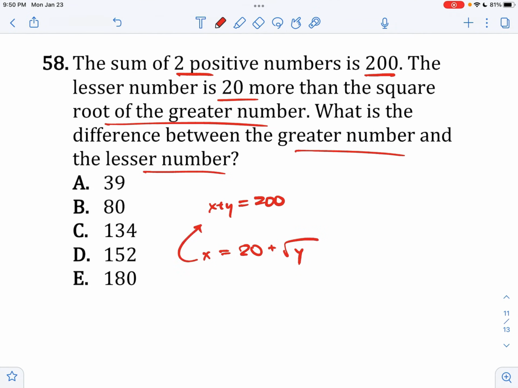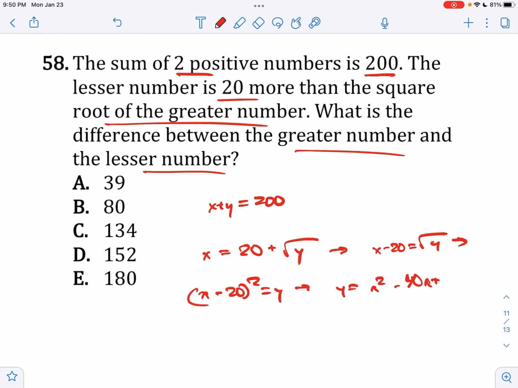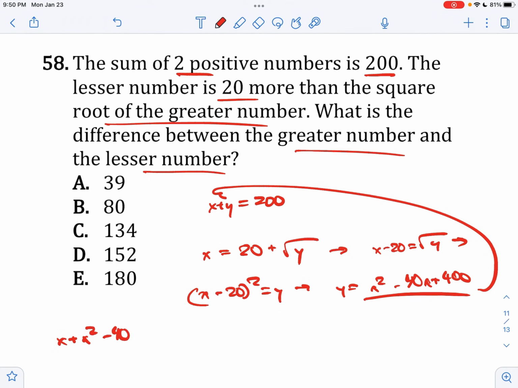I could plug in x, but I'm going to just plug in y, and solve for y. So x minus 20 equals square root of y. X minus 20 squared is equal to y. So y is equal to x squared minus 40x plus 400. Plug this into y up here. So x plus x squared minus 40x plus 400 is equal to 200. We end up getting x squared minus 39x plus 200 is equal to 0.